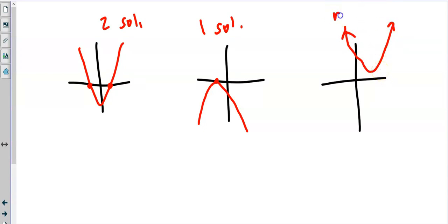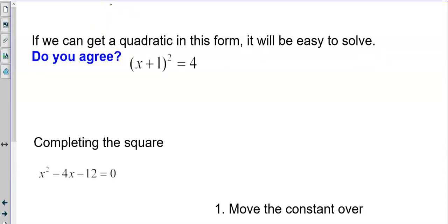So I would say there's no real solutions. Sometimes we just say no solutions, but there technically are some imaginary solutions, but it doesn't seem to cross the x-axis at all. So those are the three situations you have with quadratics. I think typically a lot of them are going to have two solutions. That's what you normally expect, but sometimes you run across some of the others there. So keep that in mind.